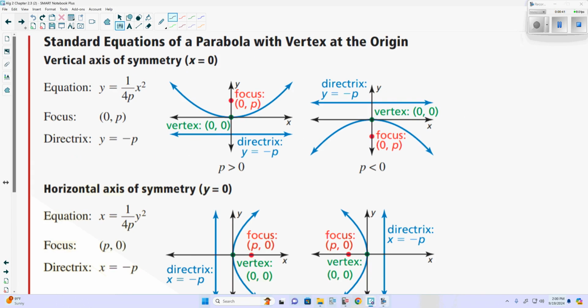What we're doing today is almost the exact same thing we've been doing all week. Really, it's the exact same thing except for one main difference. The vertex is going to be at the origin. So the vertex is 0, 0. That is the only difference.